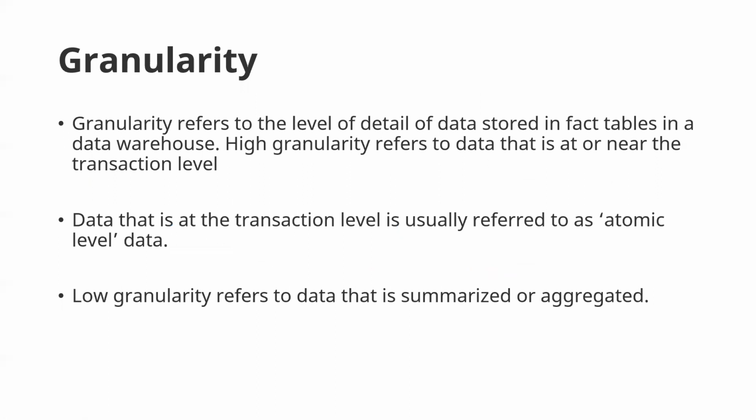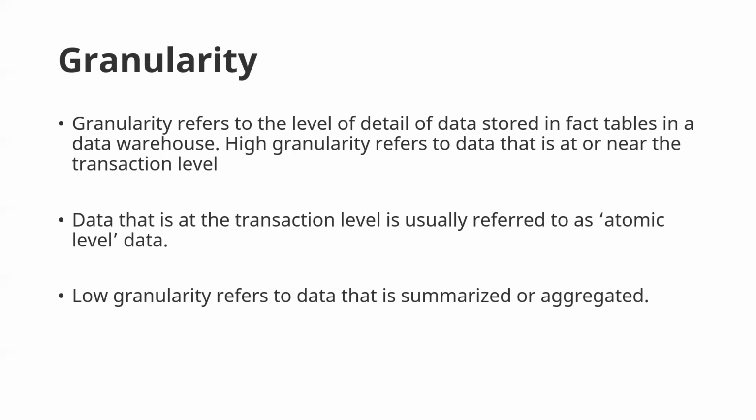Granularity refers to the level of detail of the data stored in fact tables in a data warehouse. High granularity refers to data that is near the transaction level. At the transaction level, meaning at the source system, whatever level we are assuming the data, that should be the most granular. But if we are aggregating the data based on some subject areas, declaring a mean or average or summation, then the data should be less granular. The fact table should be less granular.